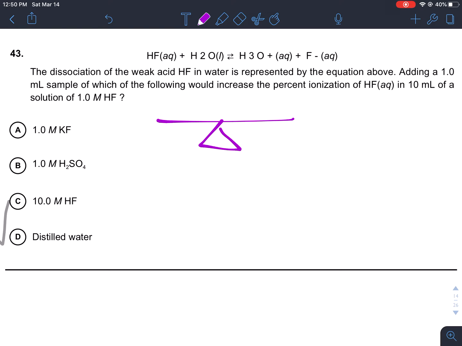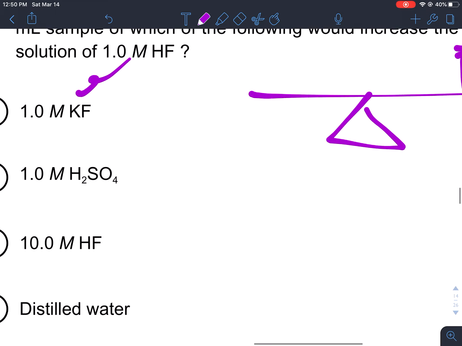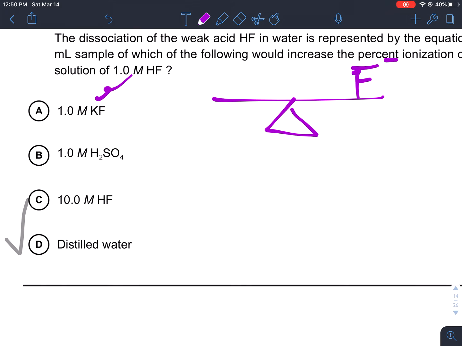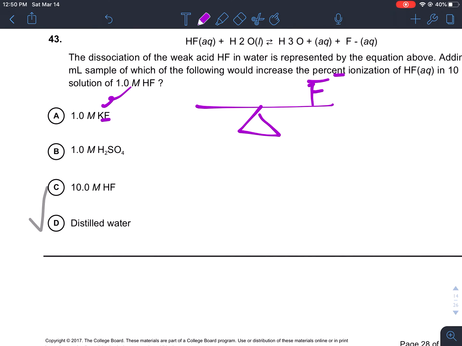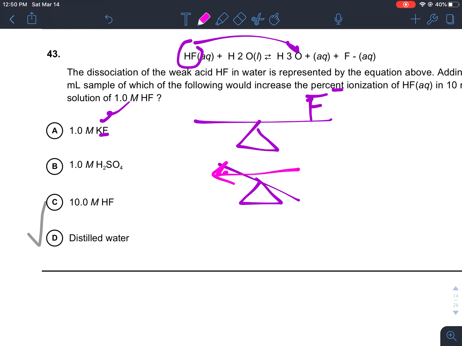Okay, so watch. The first one: if I'm adding KF, K is a spectator, so I'm adding 1.0 molar of just the F minus. If I do that, the HF will not ionize more, it will ionize less, because the reaction in this case has to go backwards. So A, you're wrong.